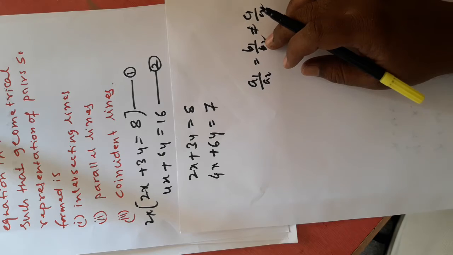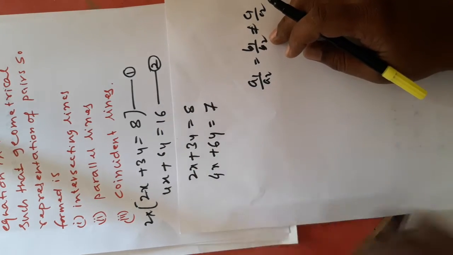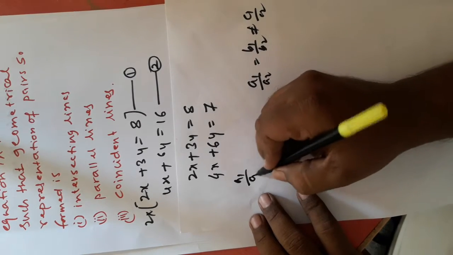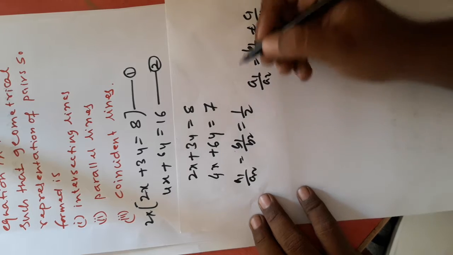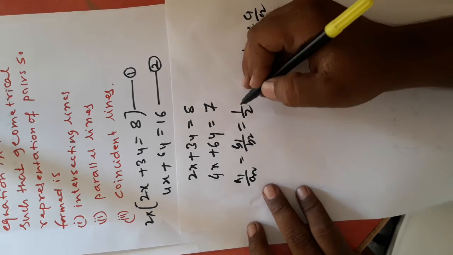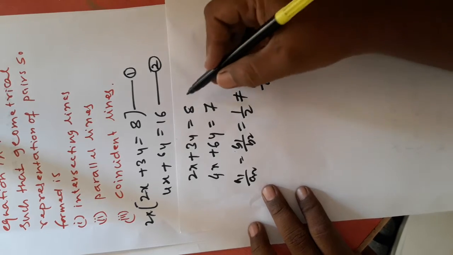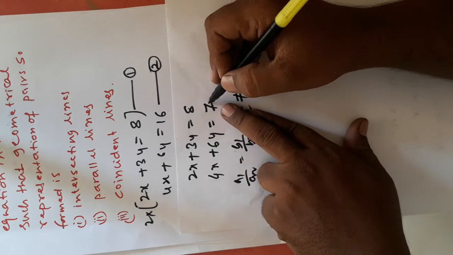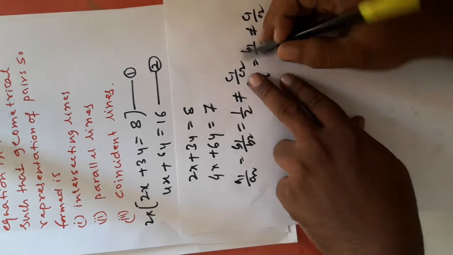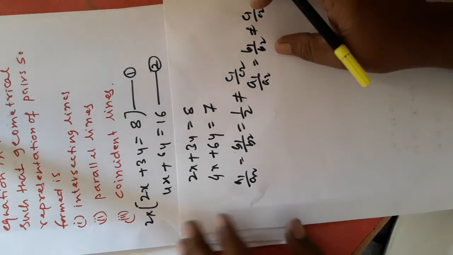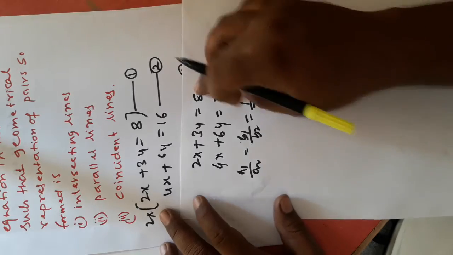You can write 6 also. You can write any number so that this divided by this should not be equal to half. Because a1 by a2 is equal to b1 by b2, and we observed it is half, but this ratio should not be equal to c1 by c2. That means you write any number here so that 8 divided by this number is not equal to half. We have written a line which is parallel to the given equation.